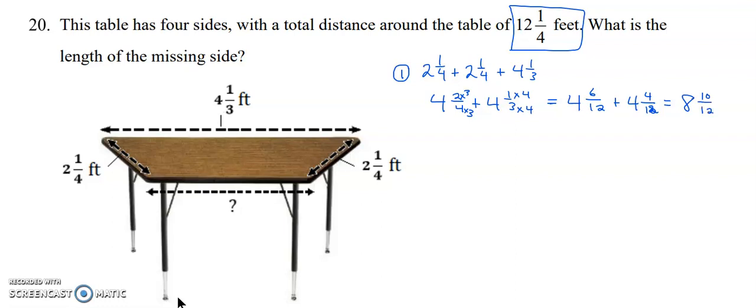I'm going to leave that fraction and not reduce it to lowest terms. You could reduce it to lowest terms, but I'm just going to leave it the way it is. The step 2 on this problem would be, okay, now I've got the total of the 3 sides. Let me take that away from the total that they provided me with, and that will give me the missing side length. So I'm going to take the 12¼ feet minus the 8 10/12.